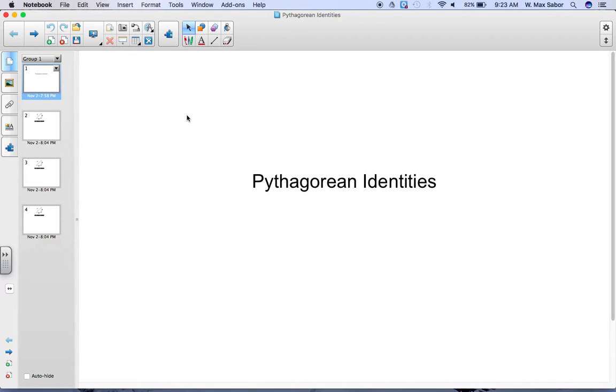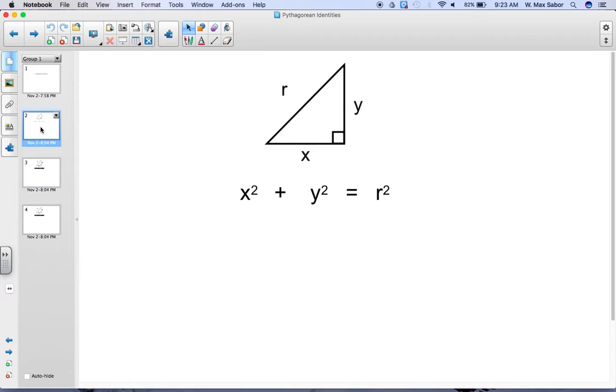Pythagorean identities. Well, the Pythagorean theorem says a squared plus b squared equals c squared. In this particular case, we're going to be talking about x squared plus y squared equals r squared. But when we're talking about trig, and we have some angle, we can refer to ratios of these three things. So someone realized, what if I divide the whole equation by x squared, y squared, or r squared?